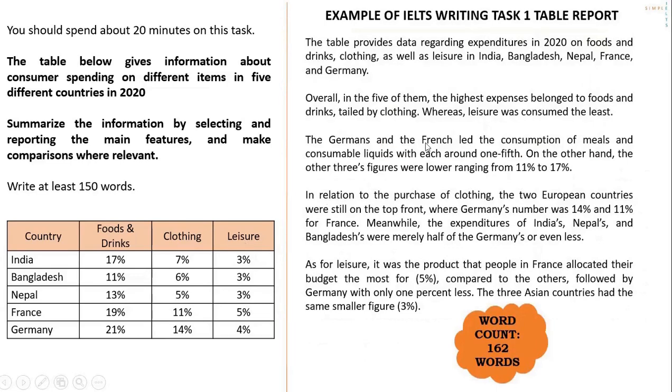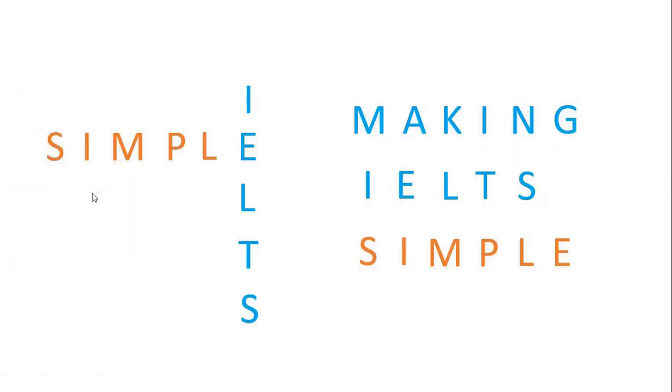So this is an example of an IELTS Writing Task 1 table report that we already discussed from the beginning. First there is the introduction, and then the overview, and then the body in the third, fourth, and fifth paragraphs. The word count is 162 words, so it is already more than 150. So that's it for my explanation of the table report in IELTS Writing Task 1.